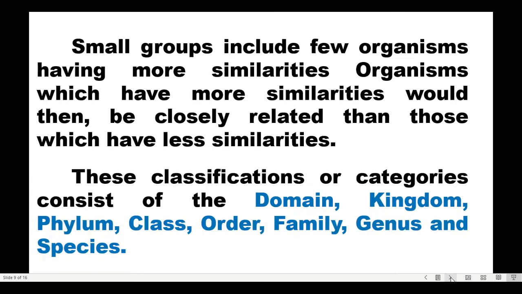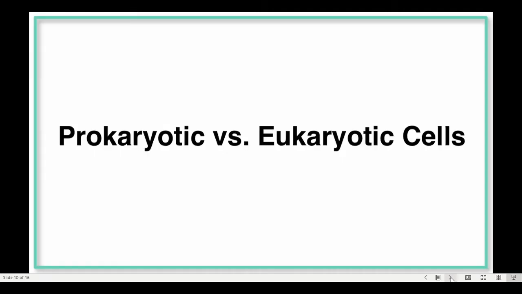These classifications or categories consist of the domain, kingdom, phylum, class, order, family, genus, and species. So, domain yung pinaka-largest, then pinaka-maliit or smallest among these classifications are the species. Okay? Yung scientific name na buo yan sa combination ng genus and species. Okay? Now, let's watch again this one.